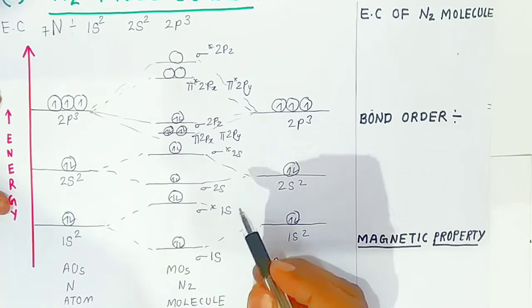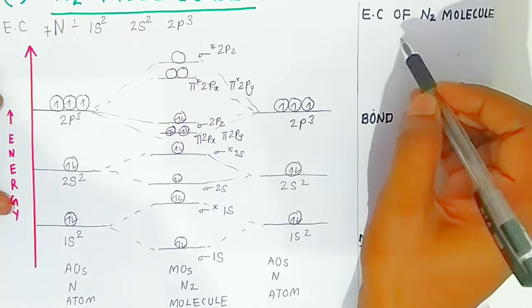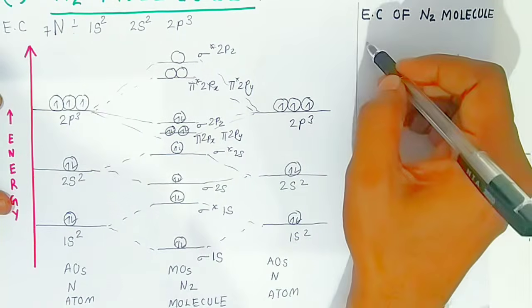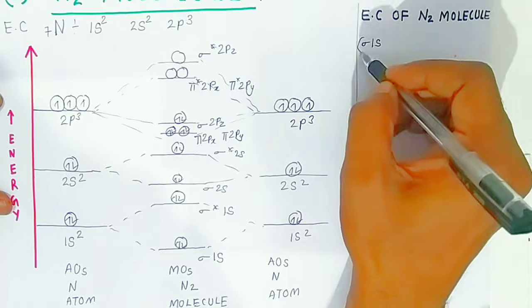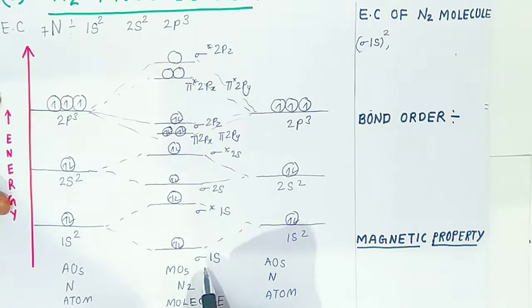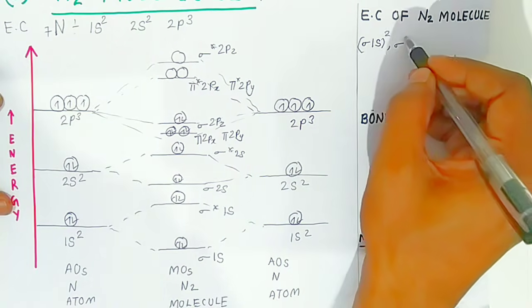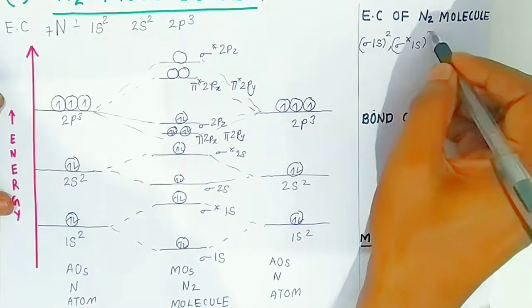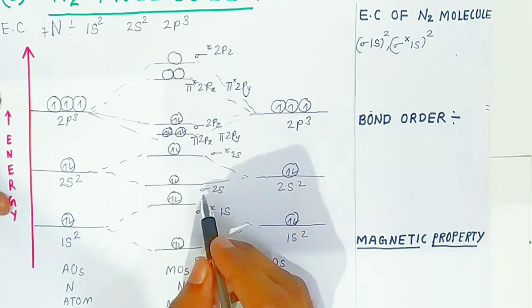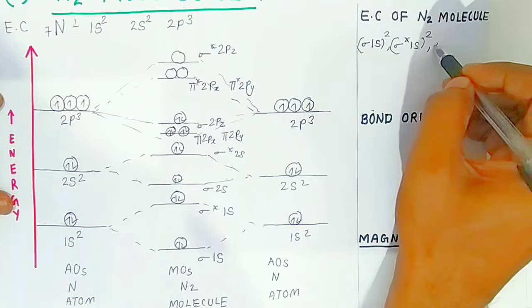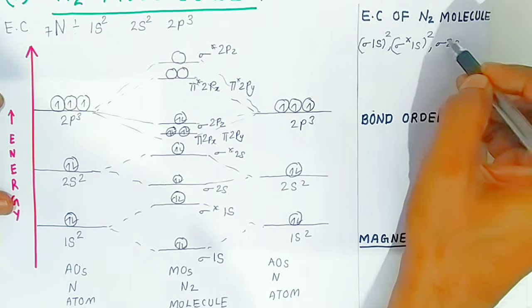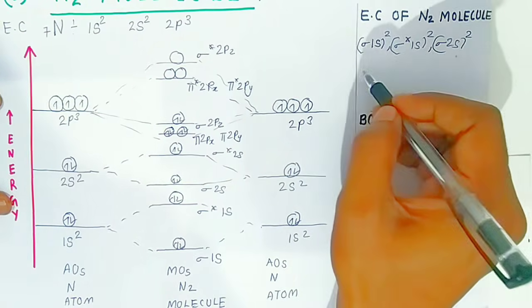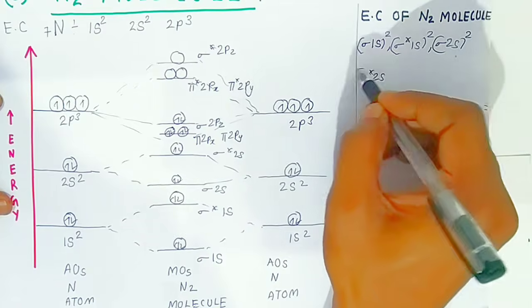Okay students, so the electronic configuration of the nitrogen molecule will be: sigma 1s2, sigma star 1s2, 2 electrons are present in anti-bonding. Now again sigma 2s2, sigma star 2s2.